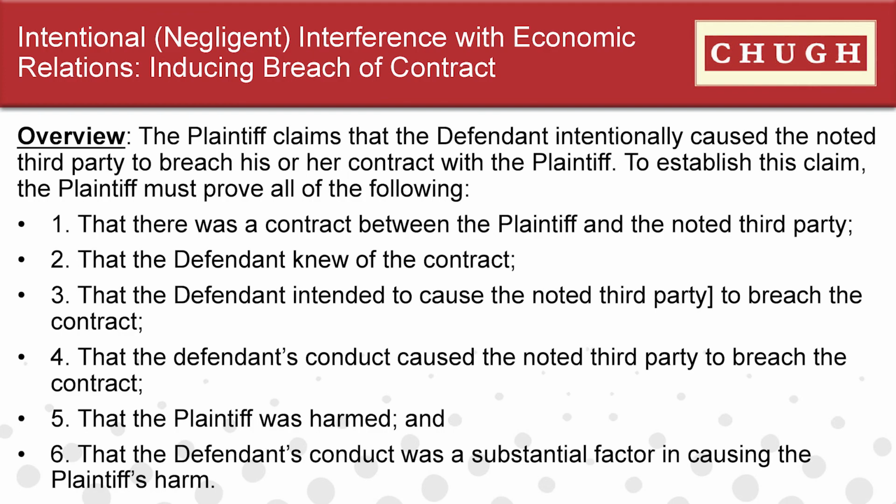The next tort I'm going to cover, and the last one, is intentional or negligent interference with economic relations. We're going to lump them together because it's just a matter of degrees between intentional or negligent. But essentially what it entails here is the plaintiff has to claim that the defendant caused a third party to breach the contract with the plaintiff.